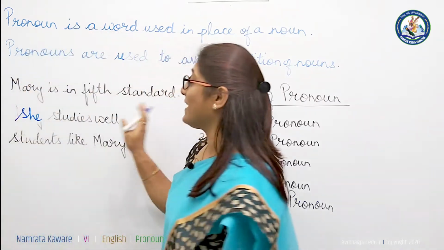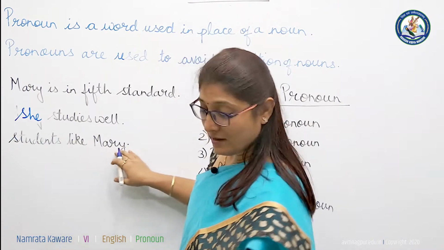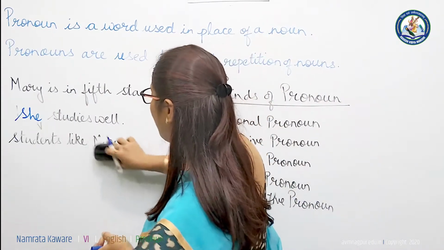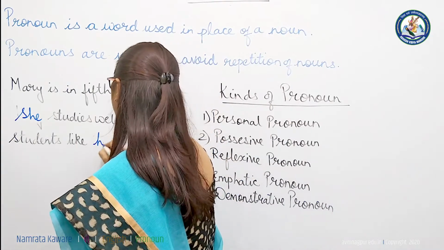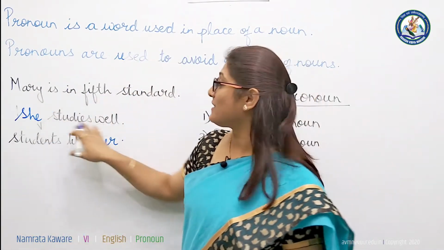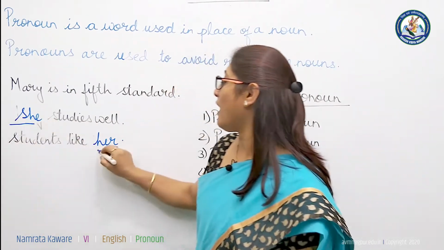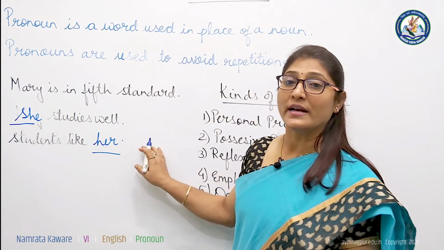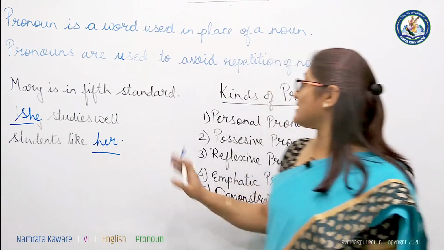Mary is in 5th standard. She studies well. Students like Mary. Now Mary is in the object's place, so we can write her over here. Mary is in 5th standard. She studies well. Students like her. She and her are the pronouns used over here. It gives a good glance of the sentences.